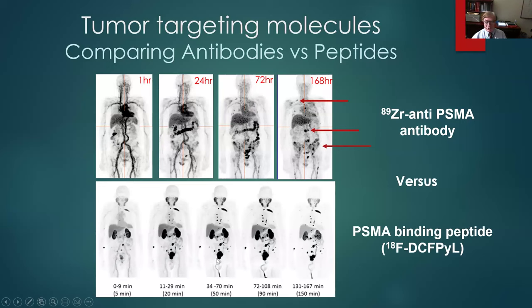So this means that lesions can actually be imaged using a short-lived F18 or gallium-68 PET tracer. If we had used F18 on the antibody in the study above, then all you would have seen would have been the blood pool activity. So when you're dealing with antibodies, you have to label the antibodies with much longer-lived positron-emitting isotopes.